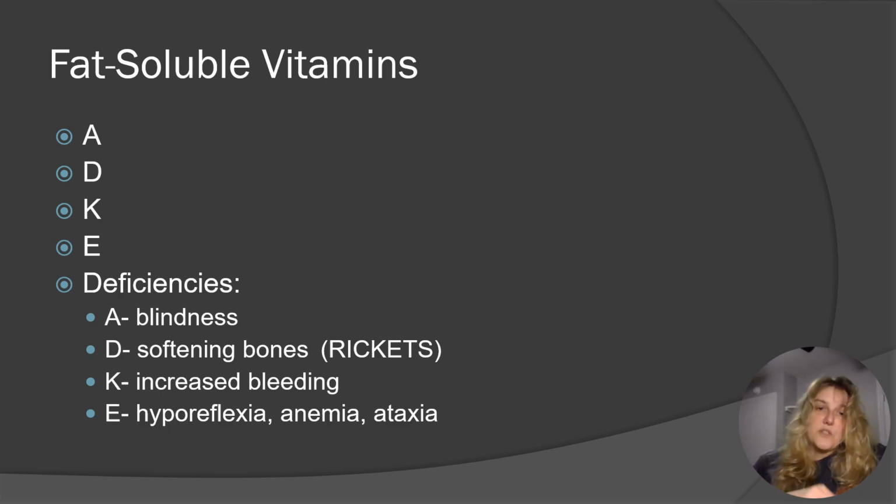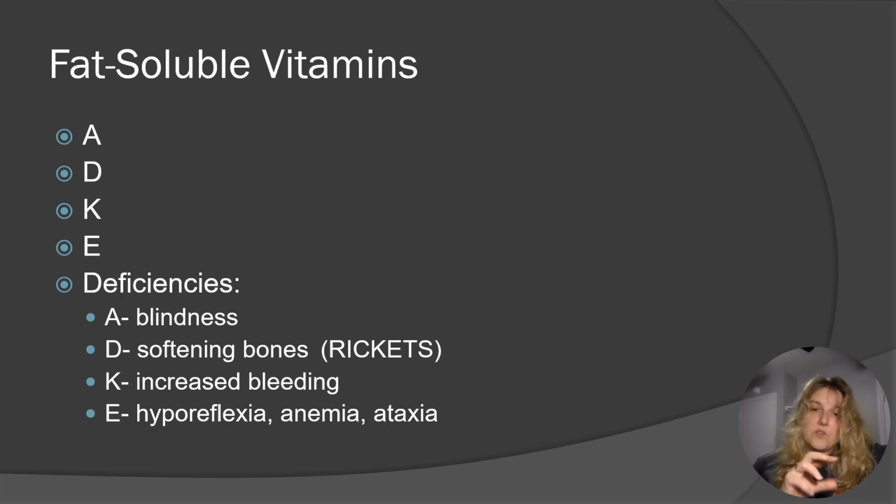But if you have a deficiency, vitamin A can cause blindness. D can cause a condition called rickets. I can almost promise you'll see that on National Registry. Rickets and scurvy are the two big ones with the vitamins. If they have a deficiency in K, they could have an increase in bleeding because it's necessary for clotting. And then with E, you may see problems with their reflexes.